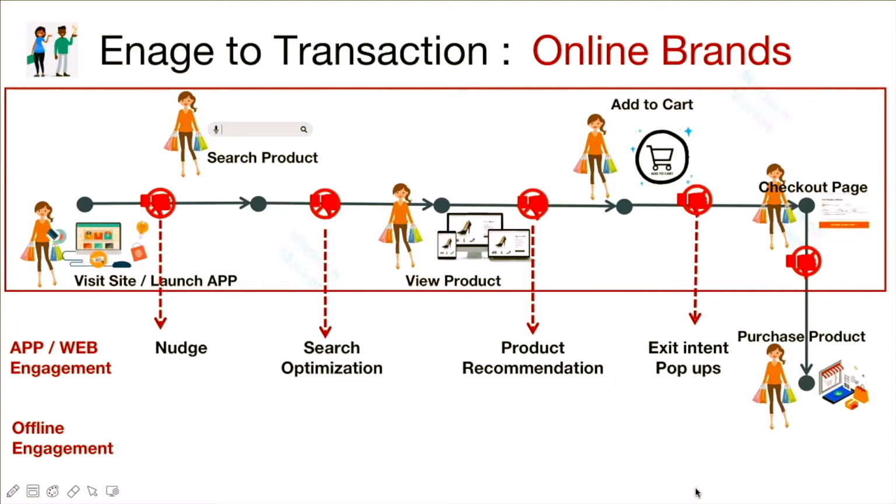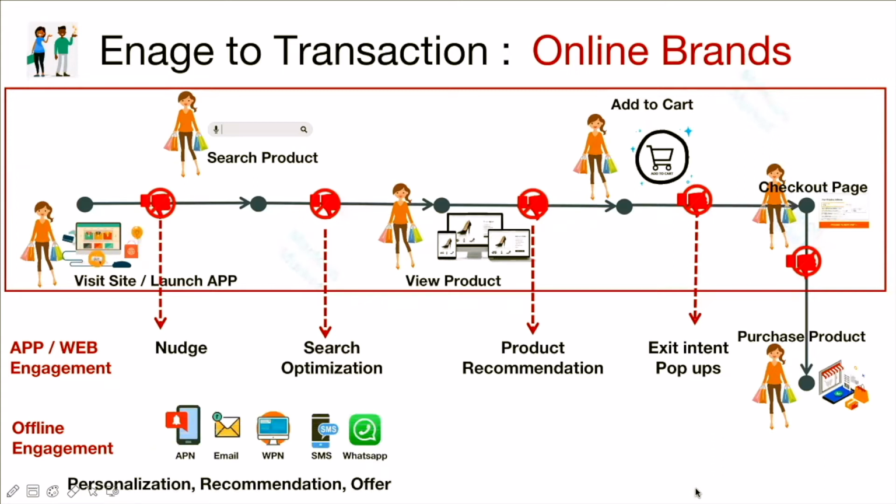We also understood that in spite of brands deploying these strategies, there still could be a lot of users dropping off in between each of these stages. That's where offline engagement strategies come in very handy, where we saw the concept of personalization, recommendation, and offers that these brands deploy using channels like app push notification, email, web push notification, SMS, and WhatsApp. We also saw the concept of retargeting and custom audience put together. How do we get users back once a user drops off? What kind of engagement can be done to get these users back onto the website and do a transaction, right?